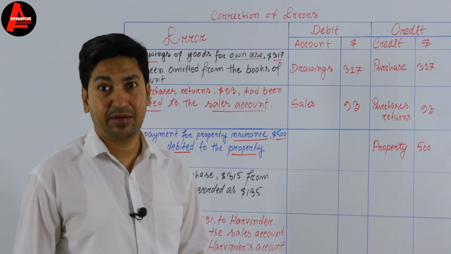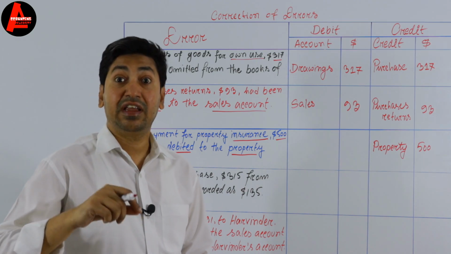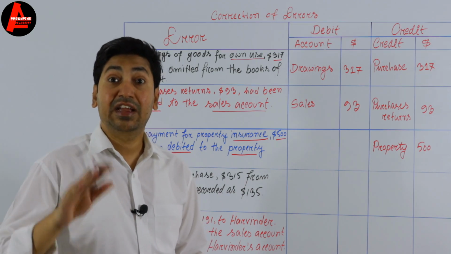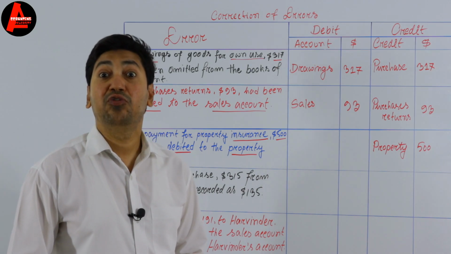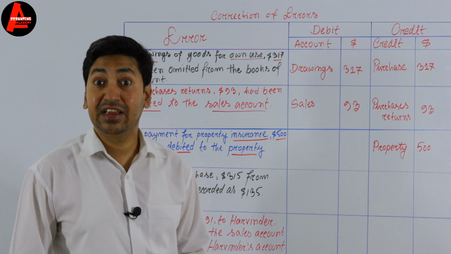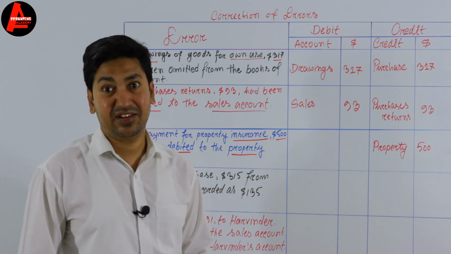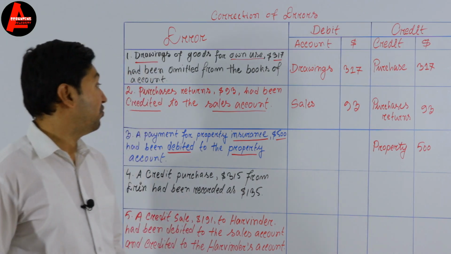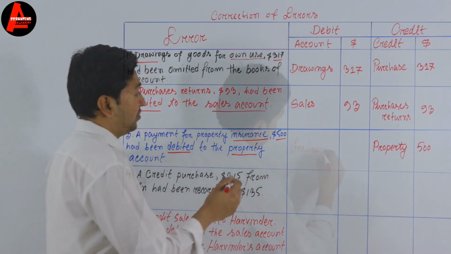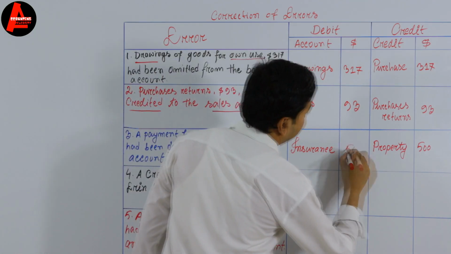Again and again, same thing I'm saying. So this thing you need to remember. Increase in expense will be debited. Decrease in expense will be credited. Increase in revenue will be credited. Decrease in revenue will be debited. Okay. So now we'll write here insurance. So the amount is here $500.